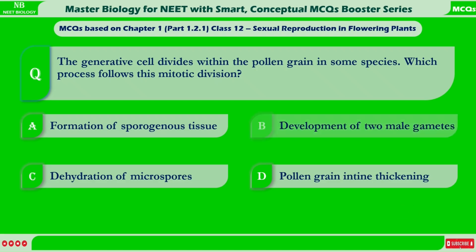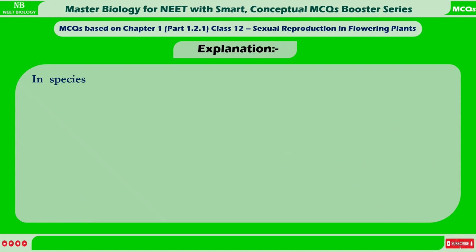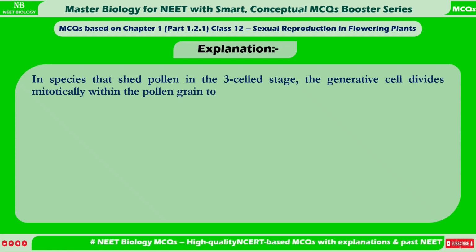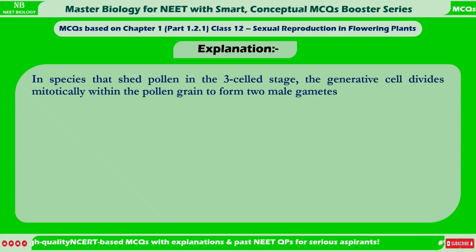Correct answer is B. Development of two male gametes. Explanation. In species that shed pollen in the 3-cell stage, the generative cell divides mitotically within the pollen grain to form two male gametes. This is a key step in the angiosperm reproductive process.